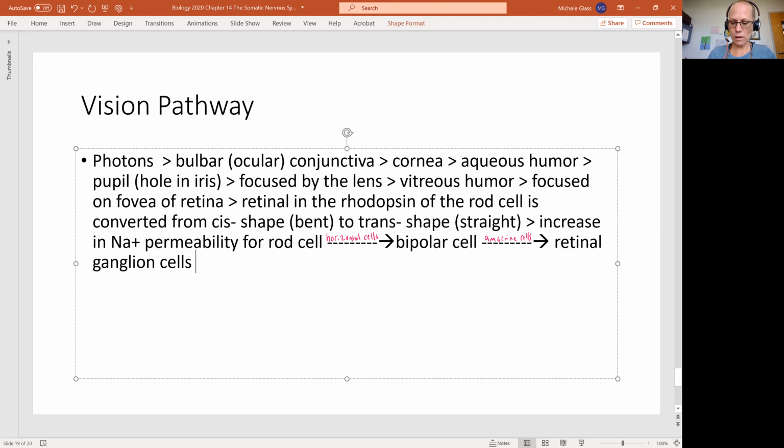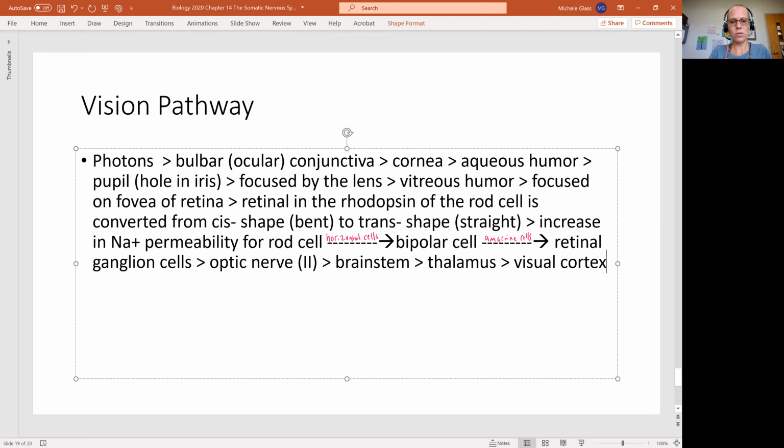From the ganglion cells, this of course forms our optic nerve, which is our cranial nerve 2. And from there, the signal is going to make its way to the brain stem, to the thalamus, of course, and to the visual cortex, which remember is in the occipital lobe.